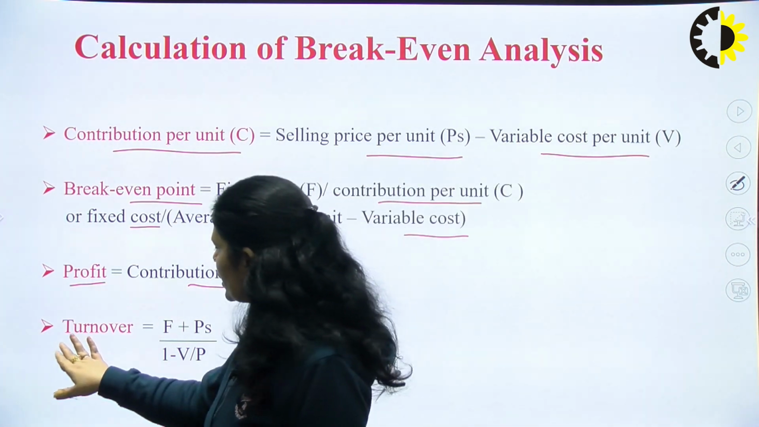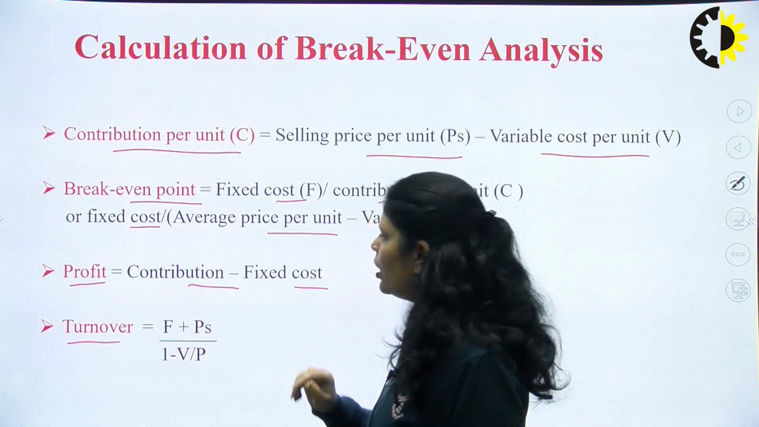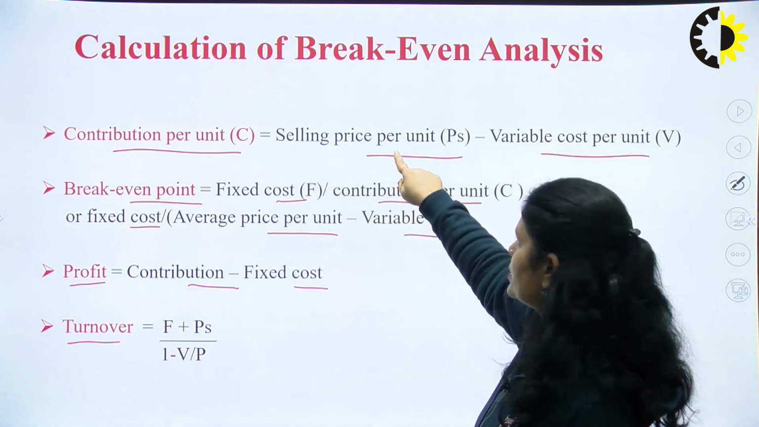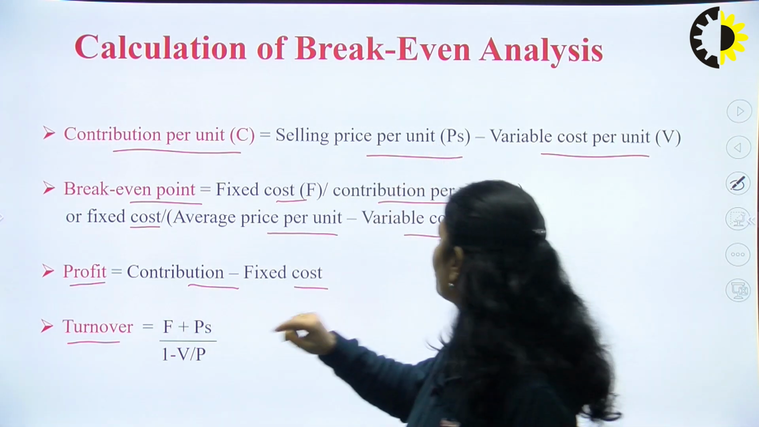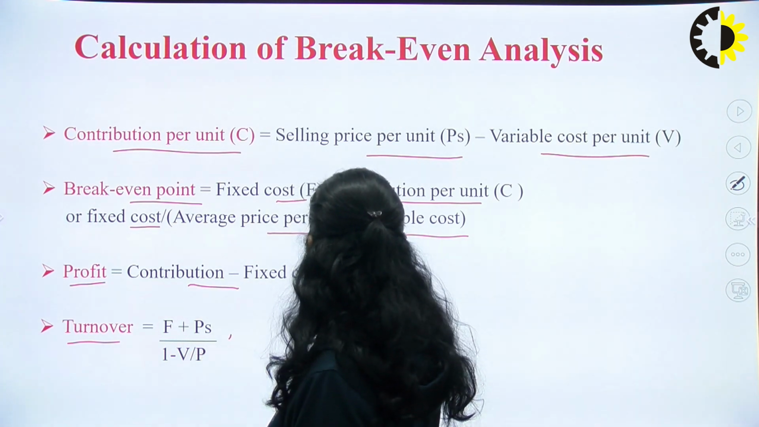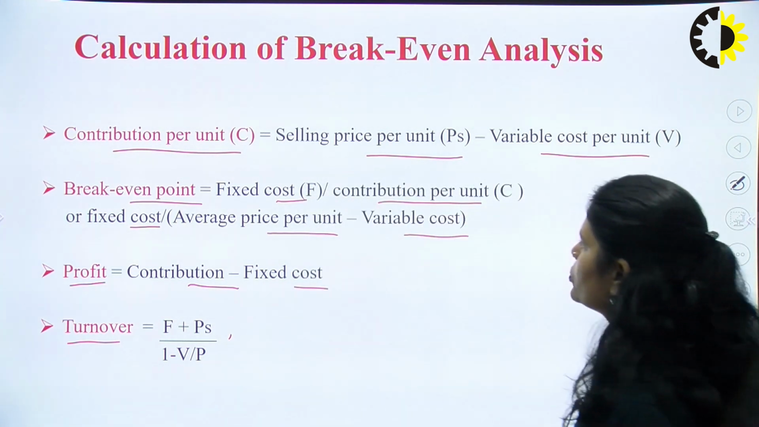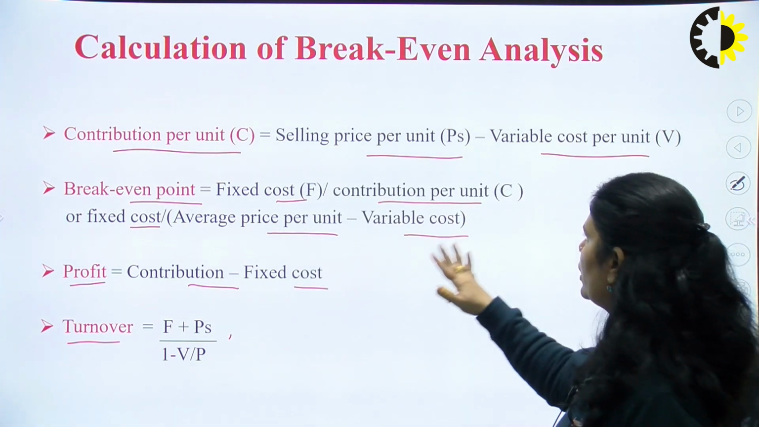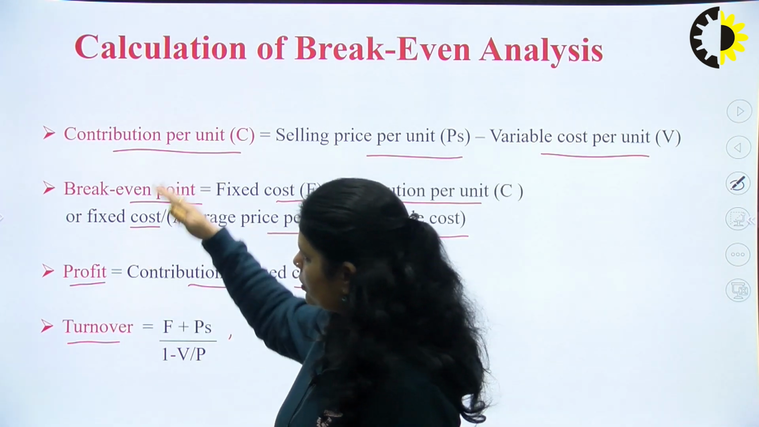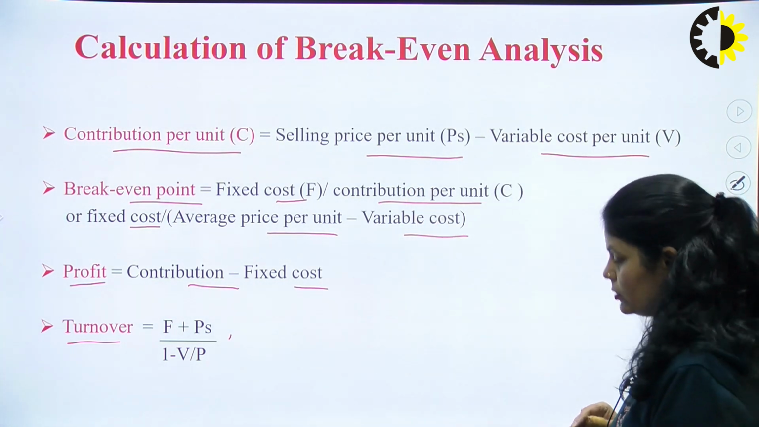Then how can we calculate the turnover? Turnover will be F, where F is the fixed cost, divided by 1 minus V over P, where P is the selling price per unit and V is the variable cost. In this way we can find out the different terms which are related to the break-even analysis.